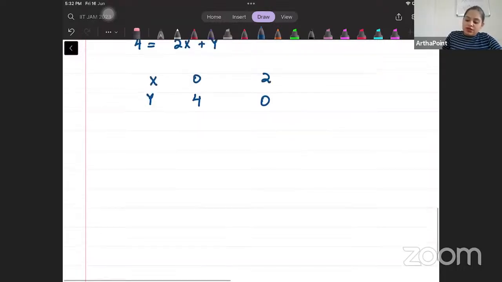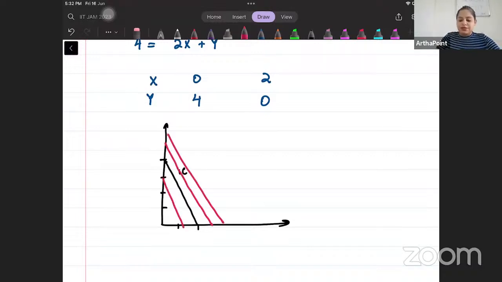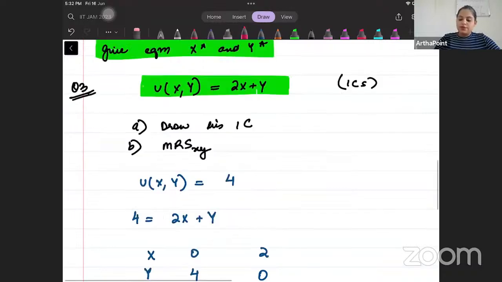So I will just go ahead and plot this. And after plotting this, what will I get? Either x is 2 or y is 4. So this will be my IC. So like this, steeper ICs will be formulated. You will have steeper ICs, right? These will be your ICs. This is the question that was asked. Now, come to the next question, beta, question number 4.